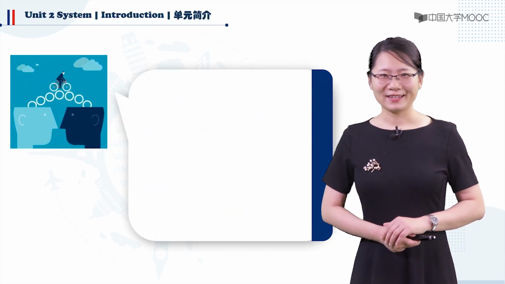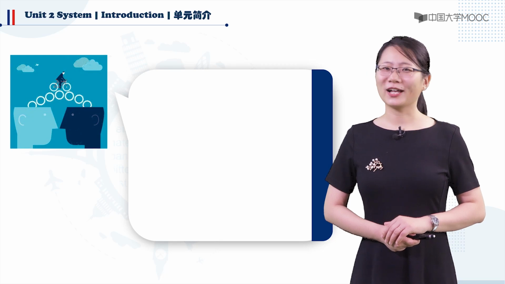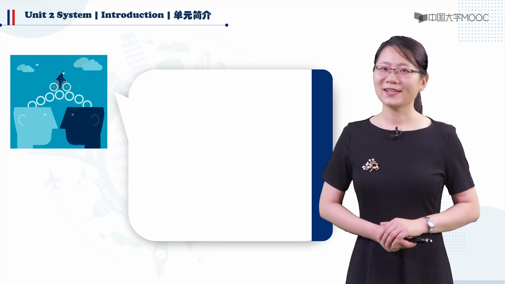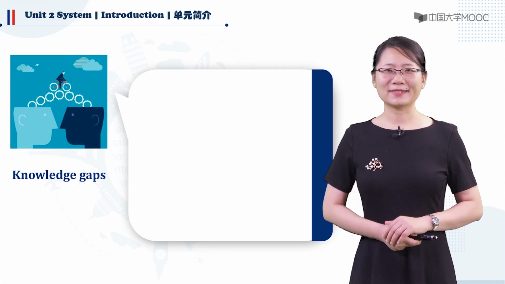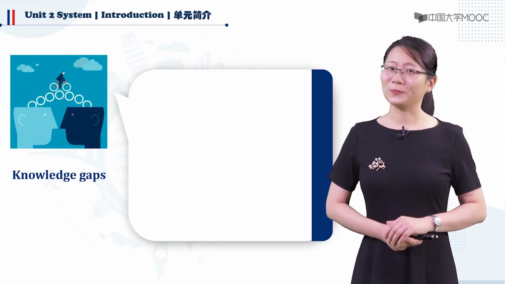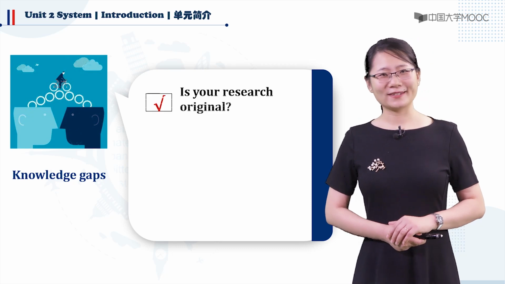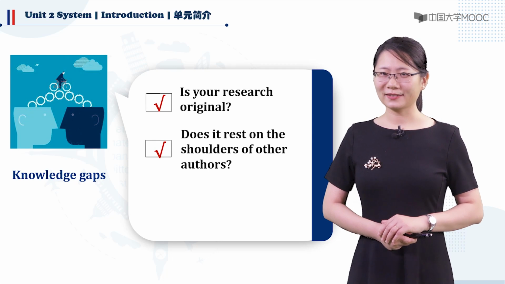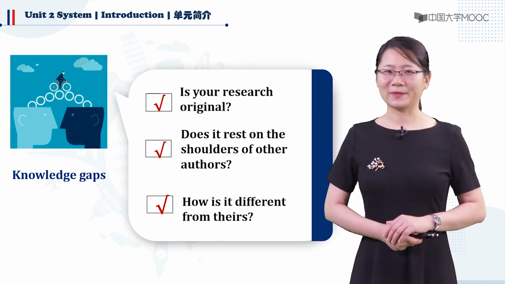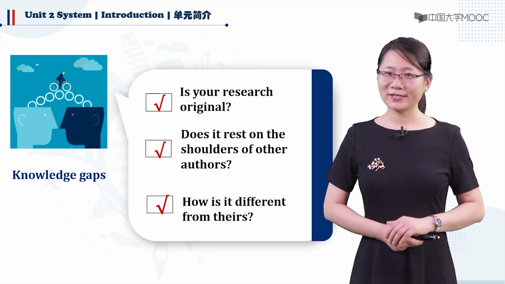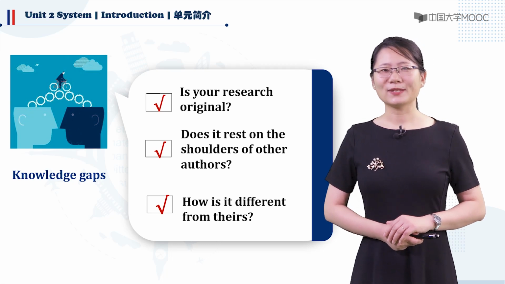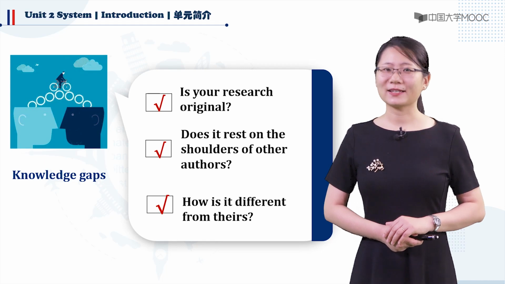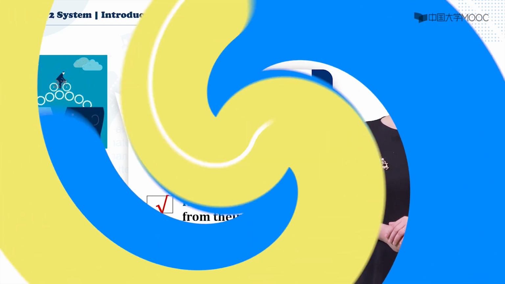Last but not least, as the important function of context is to point out the shortcomings in existing studies or the knowledge gaps, these questions could be helpful. Is your research original? Does it rest on the shoulders of other authors? How is it different from theirs? These questions highlight the knowledge gap you want to bridge, and as a result, the significance of your research.